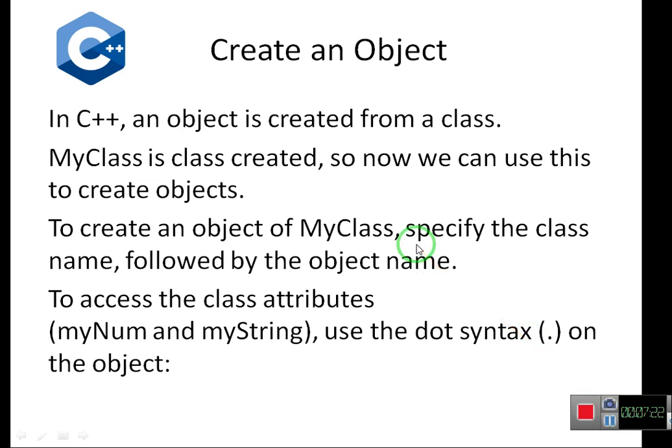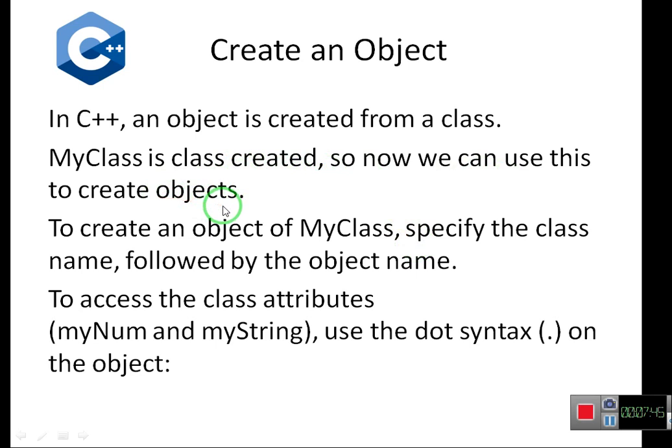So we are now going to create an object. In C++, an object is created from a class. Like in a class you have all the classmates, so one will be chosen to do some specific task, like the work of CR, let's suppose. So my class is created, and now we can use it to create objects.